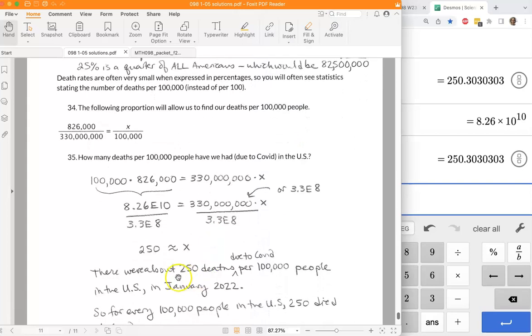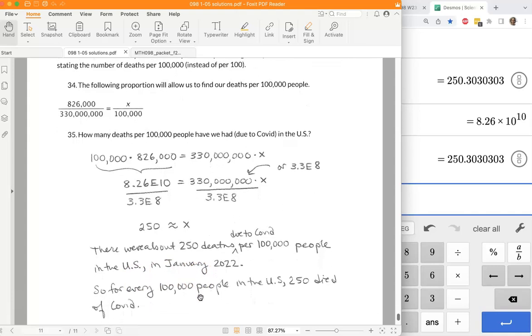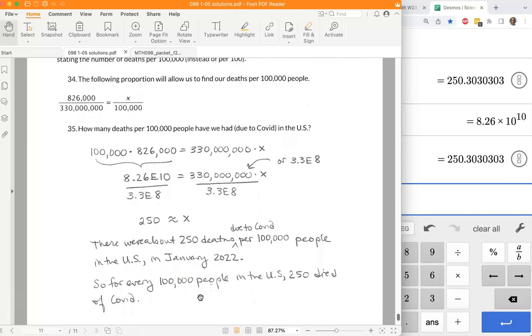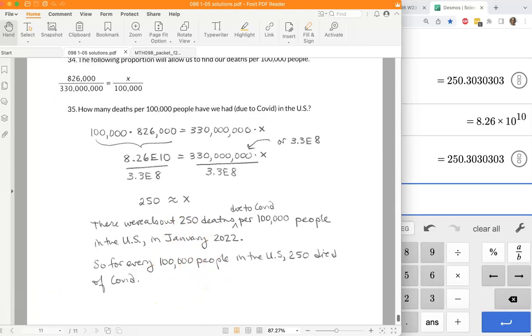So there were about 250 deaths due to COVID per 100,000 people in the US in January of 2022. So this is a different type of percentage. It was 1/4 of 1%, but another way to say that is 250 out of every 100,000 had died of COVID.